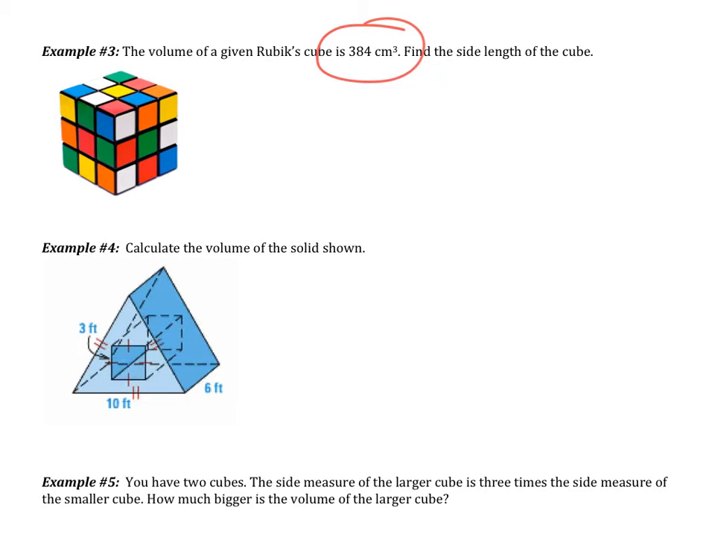If you understand that if this is x, and this is x, and this is x, and volume is x cubed is equal to 384, he's basically taking the cube root of both sides. That's what I was trying to get you guys to understand from the other example. So if you took the cube root of 64, you get 4. So all we have to do is take the cube root of 384. What's the cube root of 384?